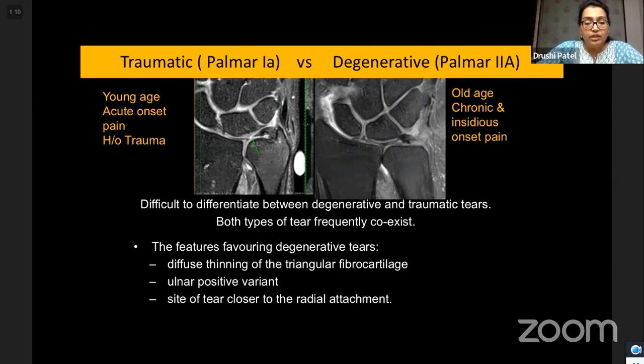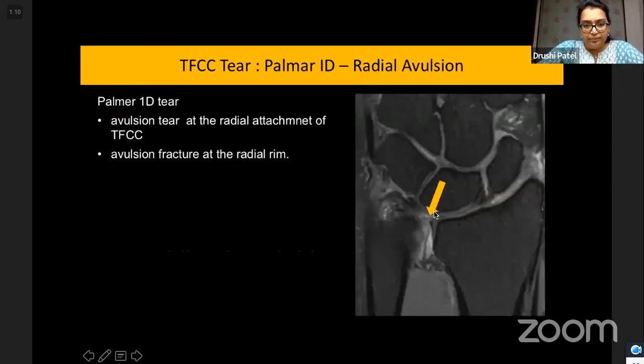The features that favor degenerative tears are generalized thinning of the TFCC, or there may be an ulnar positive variant. When there is an ulnar positive variance, it tends to impinge onto the TFCC, making it more likely to have degenerative changes. And when there is a site of tear closer to the radial attachment, that also favors a degenerative tear. Now we are skipping the B and the C, looking at the Ds.